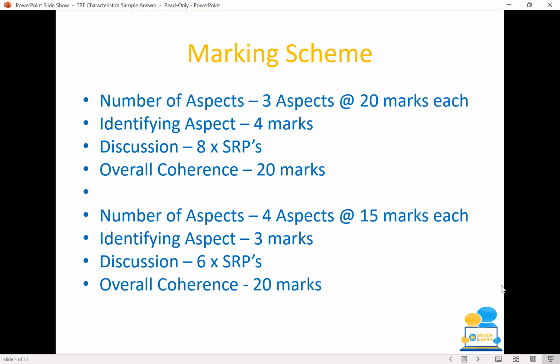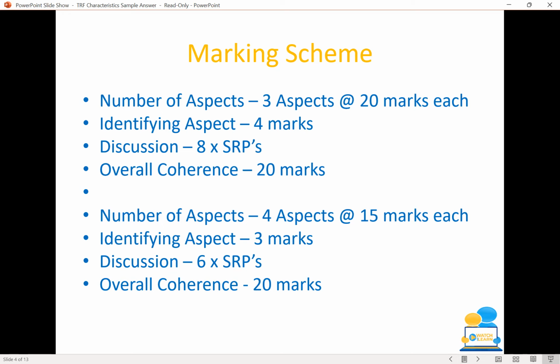In terms of the marking scheme, again, this is super important that we do know the way that the marking scheme works for this particular section. So depending on what way the question is asked, you could be doing 3 sections or 4 sections. And these sections are called, on the marking scheme, aspects. So if you're doing 3 aspects, you will be marked at 20 marks per aspect or per section. And that's broken down into the following. You get 4 marks for identifying the aspect, okay?